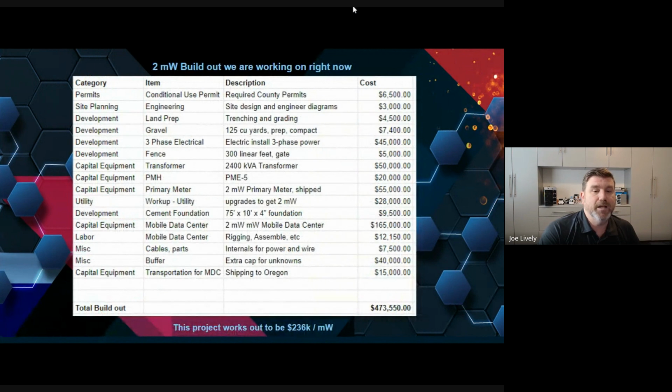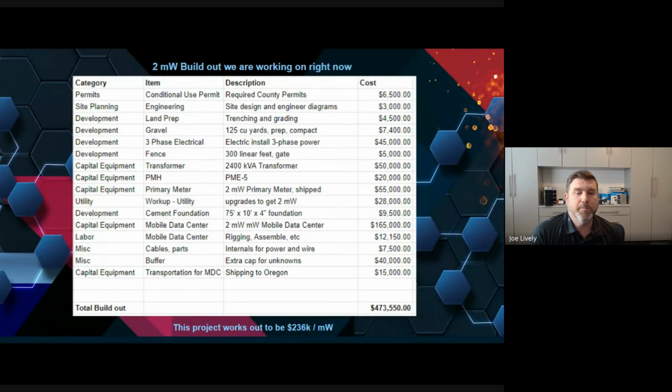On a 2 megawatt build, this is what it is. If I was going to go down to a 1 megawatt build, where can I reduce costs? Well, I've still got to pay permits. I still have to have the site engineered. Maybe I have a little bit less of the land prep, but not really. Gravel, maybe a little bit less. Electrical is going to be about the same. Fencing is about the same. Maybe I'll get a smaller transformer, but transformers aren't linear in cost.